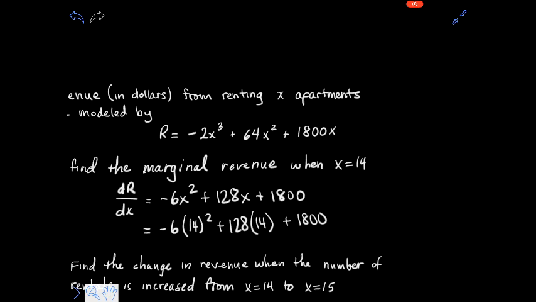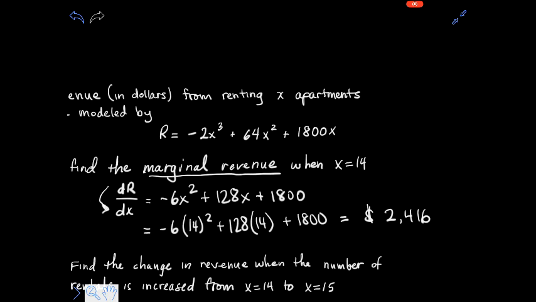So I'm getting $2,416. Now you need to be very particular and careful on how you answer this. Because this is a marginal revenue, that means it's a rate of change. It's an instantaneous rate of change. So because it's a revenue function, we know it's in terms of dollars, $2,416. But dollars per what? How is it changing?